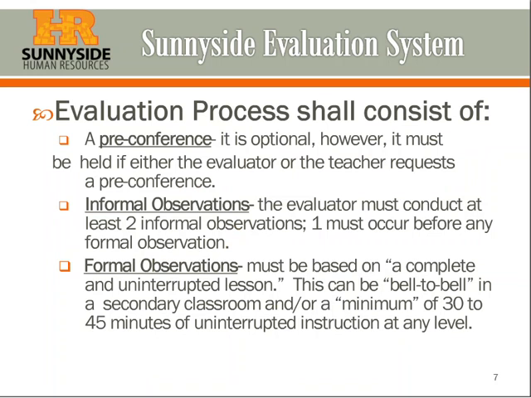The evaluation process consists of the following: a pre-conference. It is optional. However, it must be held if either the evaluator or the teacher requests it. Informal observations. The evaluator must conduct at least 2 informal observations, and 1 must occur before any formal observation. Formal observations must be based on a complete and uninterrupted lesson. This can be bell to bell in a secondary class and a minimum of 30 to 45 minutes of uninterrupted instruction at any classroom level.